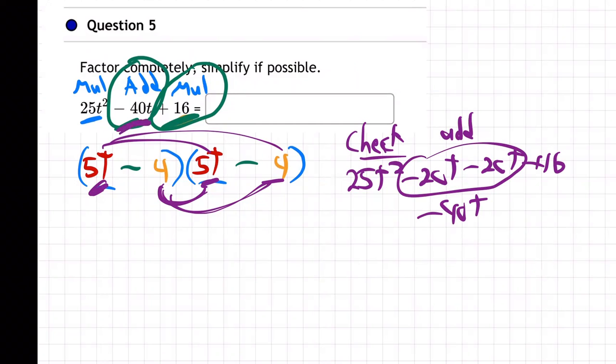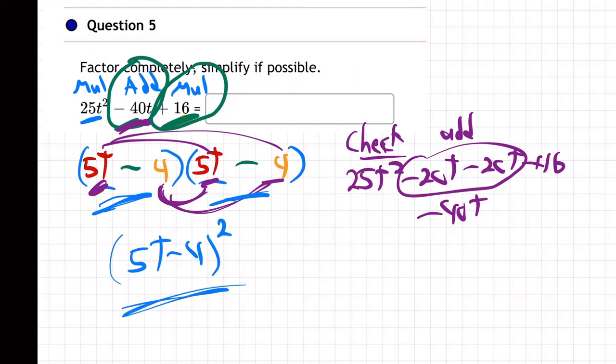So it's right. So how do you actually give this answer? When you have the same exact thing twice, it's 5t minus 4 squared, right? That means the same exact thing twice. And so there we go.